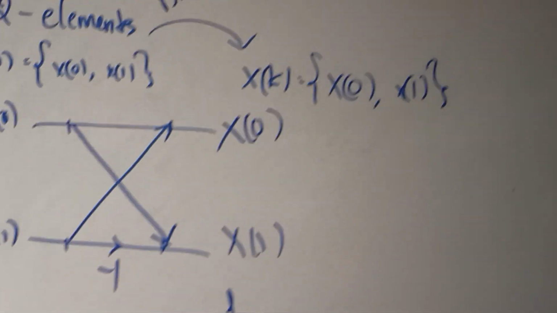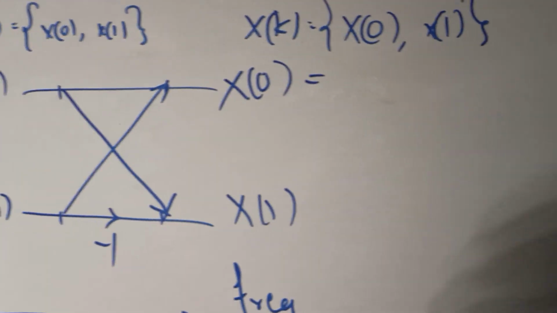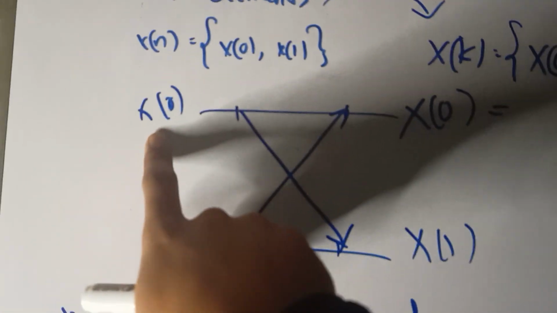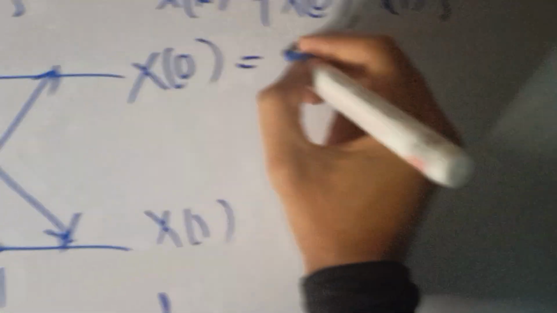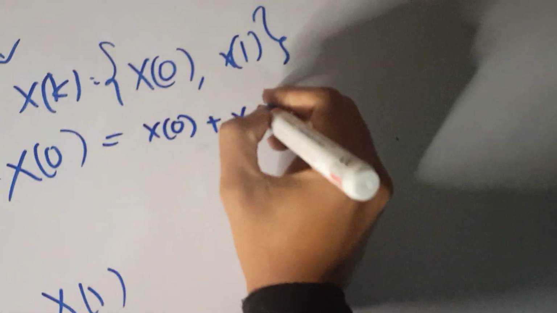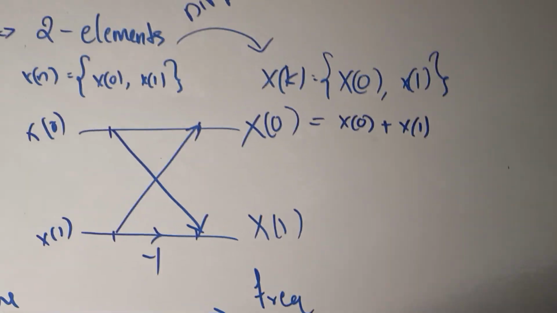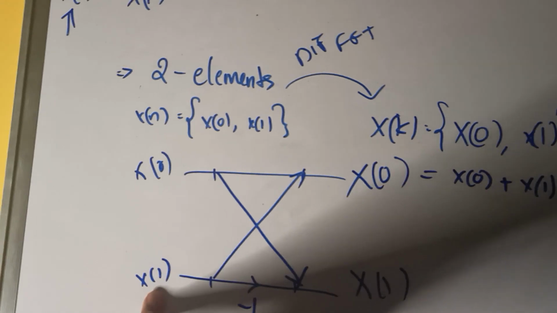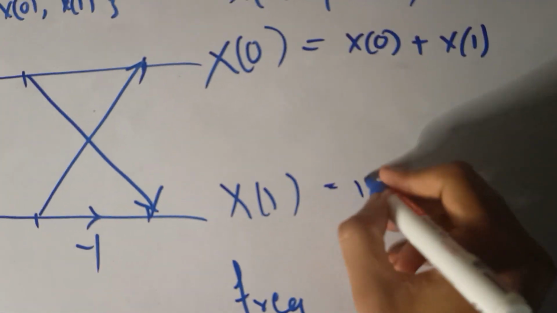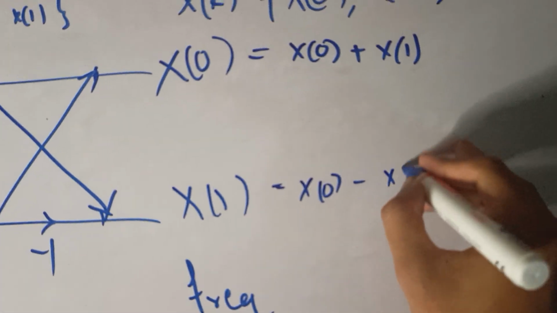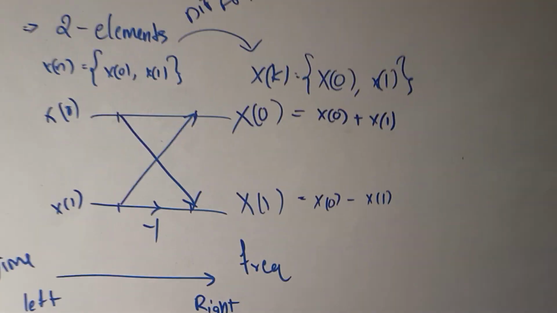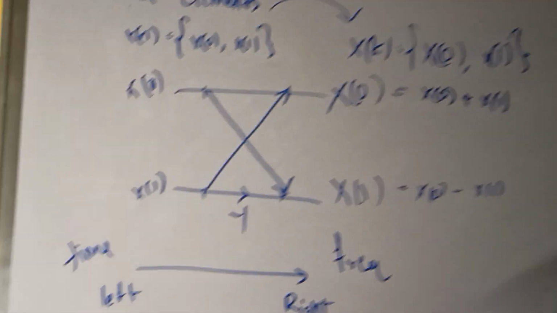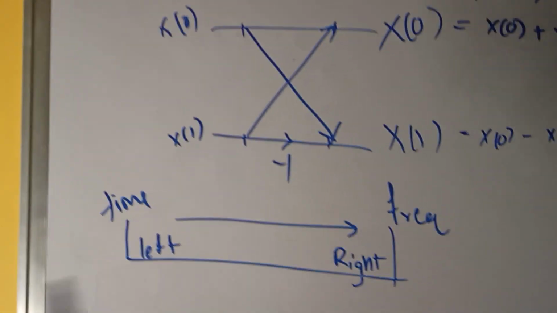So what are this x of 0 and x of 1 equal to? We can see that x of 0 is nothing but small x of 0 plus small x of 1. But x of 1 is nothing but x of 0 plus x of 1 into -1, that is x of 0 minus x of 1. This is only the 2-bit element.